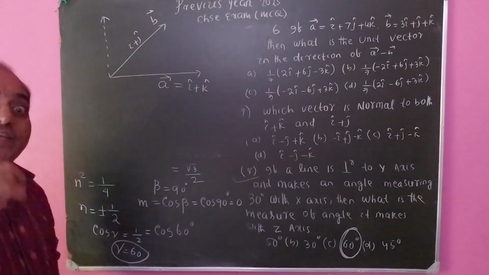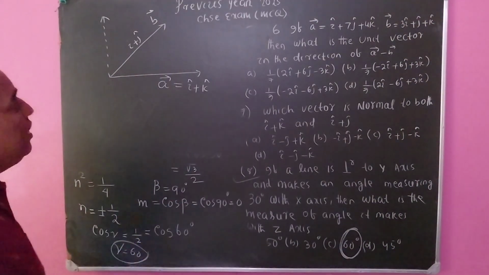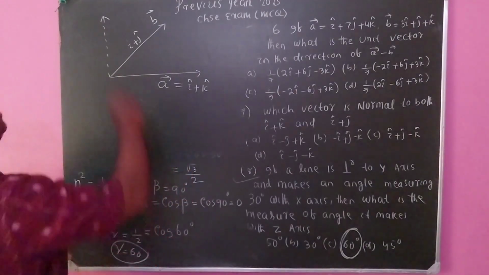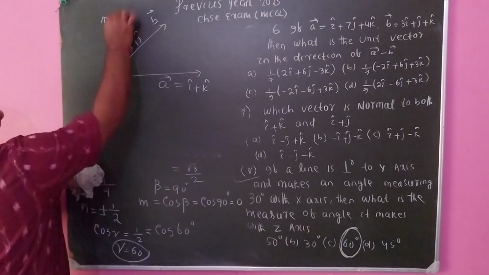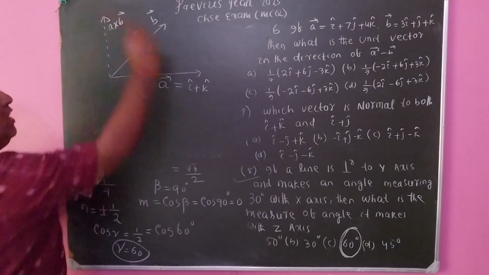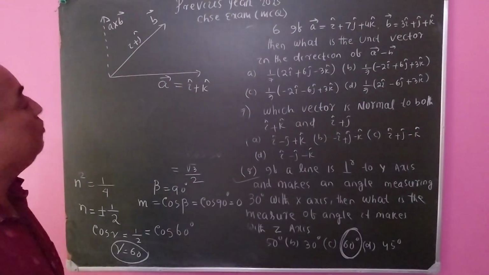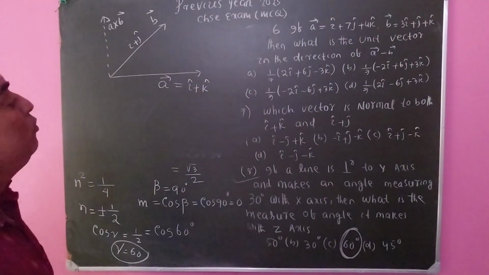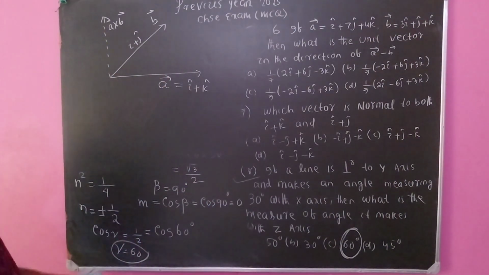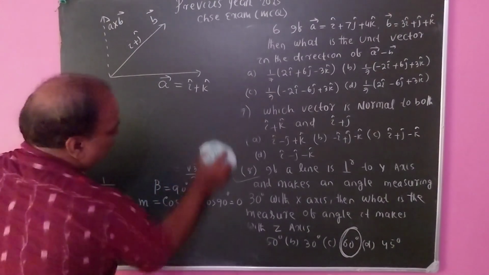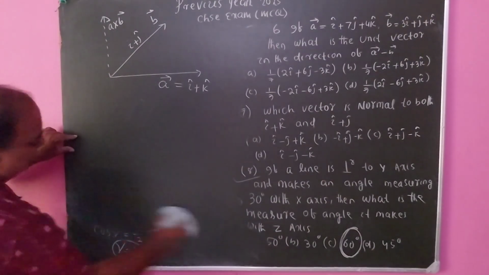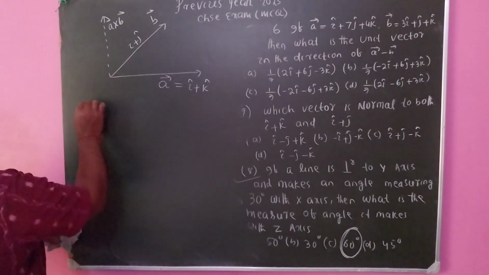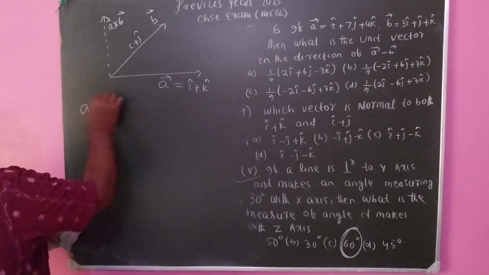So A cross B is a vector which is perpendicular to both A vector as well as B vector. Our aim is to find out A cross B. That means normal to both A vector and B vector. A is given, B is given. Write down A cross B vector.